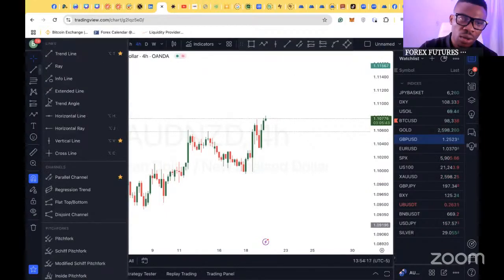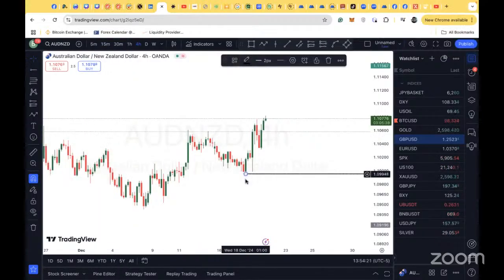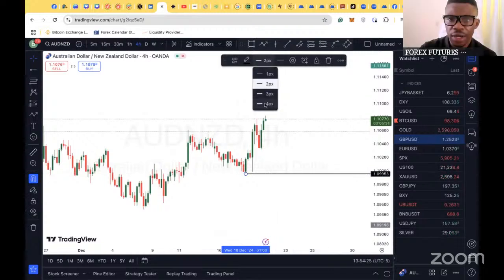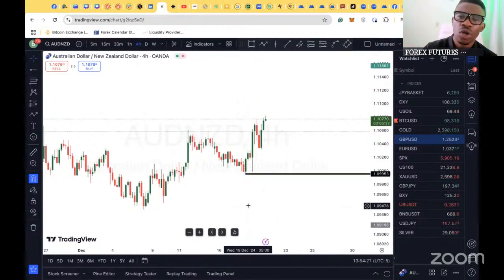So the man say we should change to horizontal ray. Horizontal, it should just be straight. You don't need to push it. Ray. So this is possible because we are on TradingView.